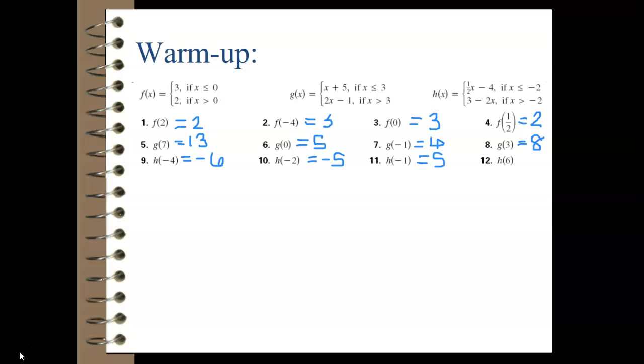6 is also greater than -2. So you get 2 times 6, which is 12. 3 minus 12 is -9.